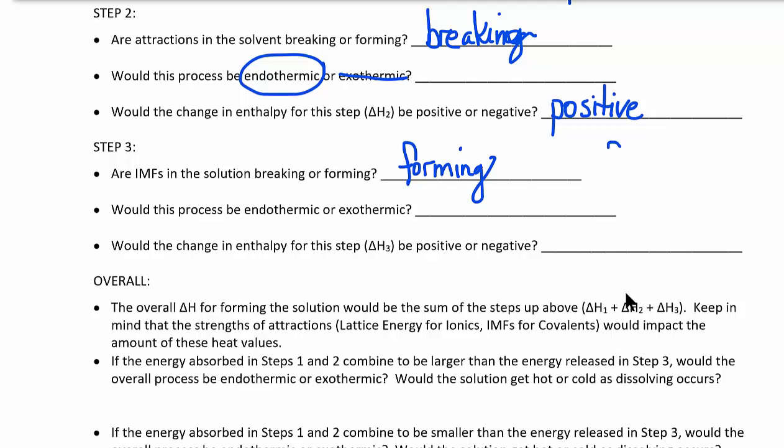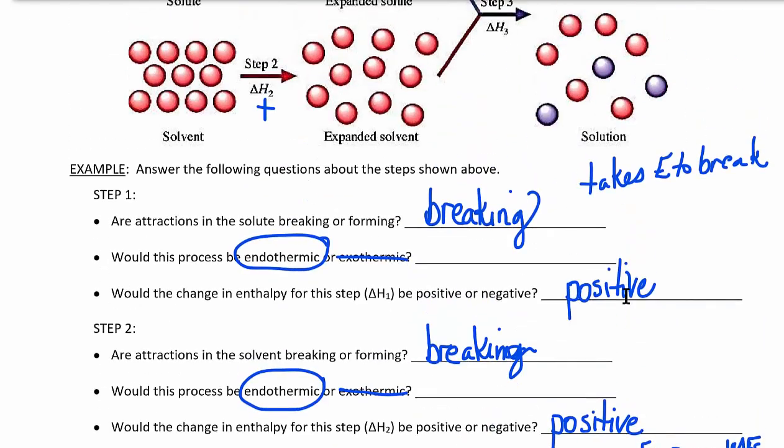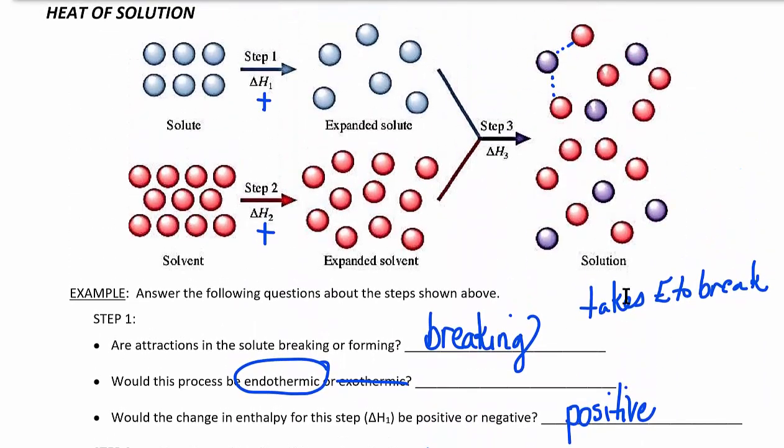If it takes energy to break, it frees energy to form IMFs. If it frees energy, that means you're releasing energy, so it will be exothermic. If it's exothermic, that means it's releasing heat, so your delta H will be negative. So if we look up here, our delta H will be a negative value.